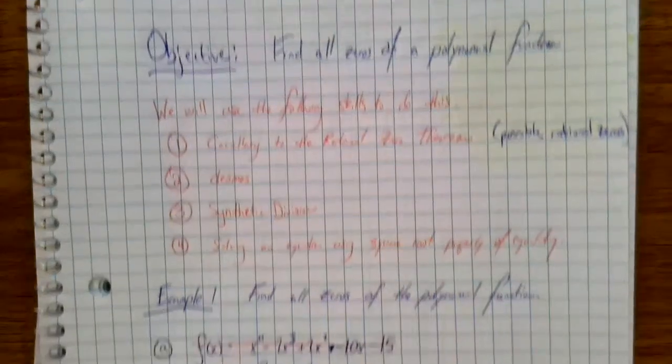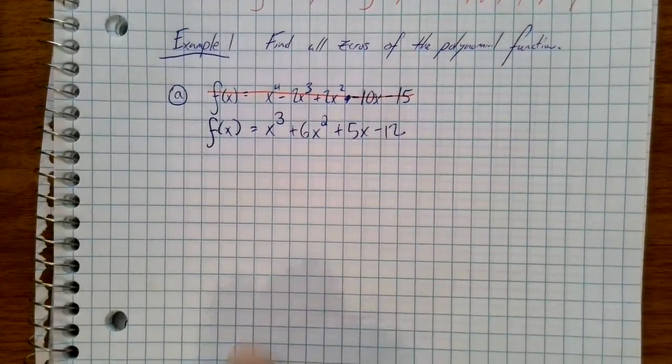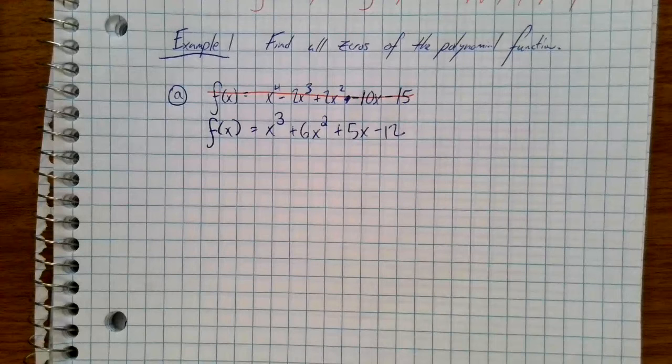So to warm up, we're actually going to find all the zeros of this polynomial function. And yes, I crossed this one out because I rewrote this 4 times and I did not want to recycle a 5th piece of paper.